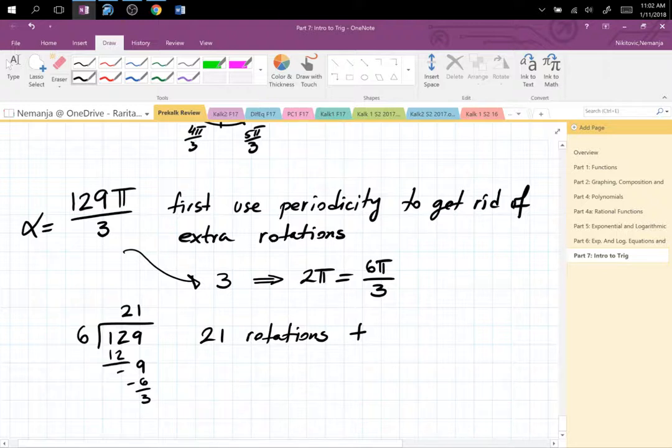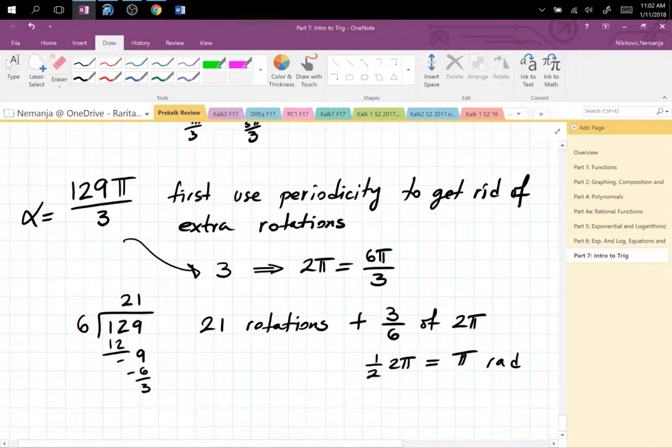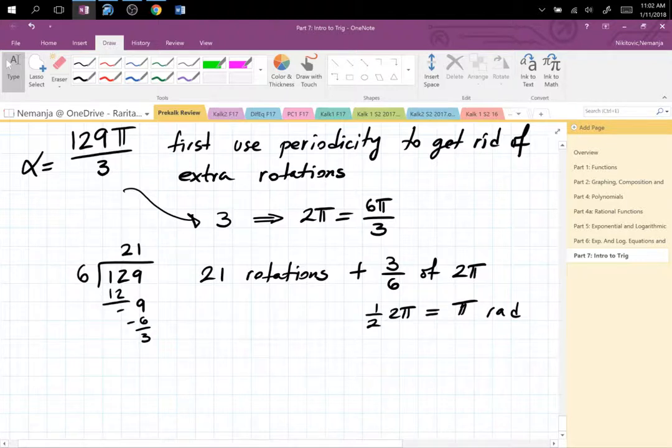plus 3 over 6 of 2 pi. So this is like 1/2 of 2 pi. Oh, this ended up being 180 degrees. Not a great problem, but that's okay. Radians, so pi radians. So we're done. It landed on the x-axis, so we are using 0 here.